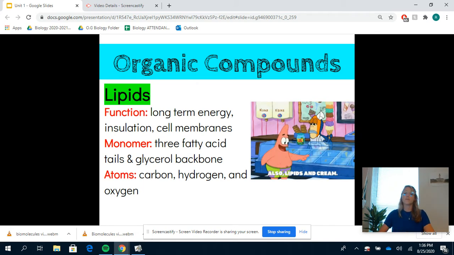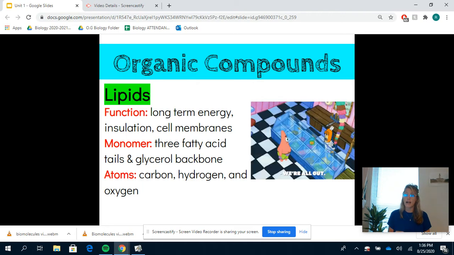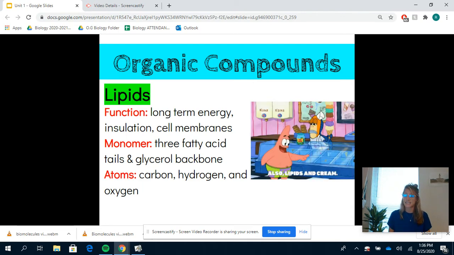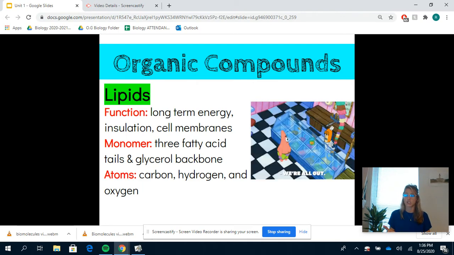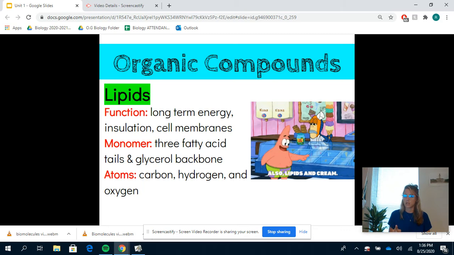The monomer for a lipid is known as a glycerol backbone with 3 fatty acids attached. I'll show you in the next picture. We also call this monomer a triglyceride. Lipids are comprised of the same thing that our carbohydrates are: carbon, hydrogen, and oxygen, but it is not in a 1 to 2 to 1 ratio as the carbohydrates are. There's much more carbon in lipids than there are in carbohydrates.